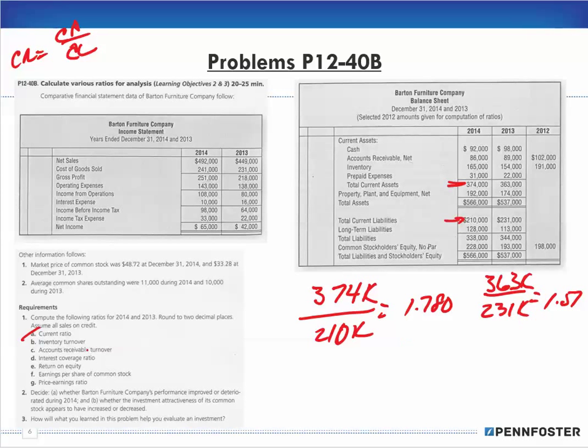Okay, number 2 here says decide whether Barton Furniture's performance improved or deteriorated. Actually, let me do it up here. I'm going to put 2014 here and 2013 here, and I'm going to try to list the information here. So my current ratio is 1.78 and 1.57. All right, pause the video. I'm going to erase this.